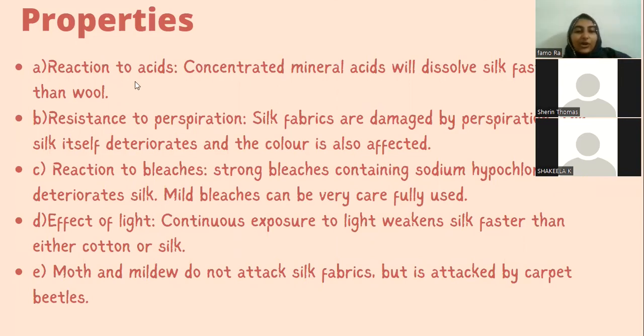Sometimes you see that when you're wearing a silk blouse or some silk dresses, the color near your armpit area fades, because perspiration is bad for silk. Your body sweat is bad for silk. Then reaction to bleaches. Strong bleaches which contain sodium hypochlorite will destroy silk. So silk should be handled with care. Even continuous sunlight weakens silk faster than cotton.